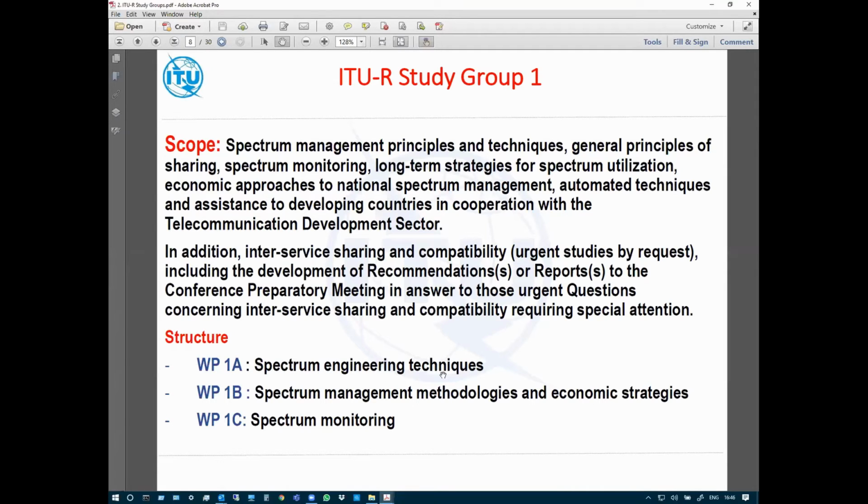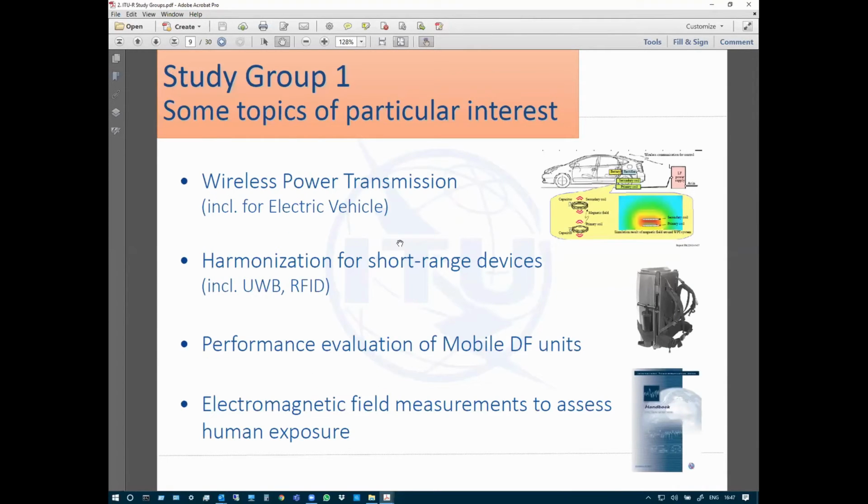The structure covers spectrum engineering techniques, spectrum management methodologies, and spectrum monitoring. The key topics we are discussing are, for example, wireless power transmission, including for electric vehicles, harmonization of short-range devices, ultra-wideband, RFID, performance evaluation of mobile DF units, and we also work on electromagnetic field measurement to assess human exposure. That includes cooperation with both BDT and TSB, who are in charge of that, because strictly this is not in our main scope: the Radio Regulations relate to the use of the spectrum for radiocommunication services, while here we are dealing with the effect on human exposure. It is led by TSB, but of course we participate actively.